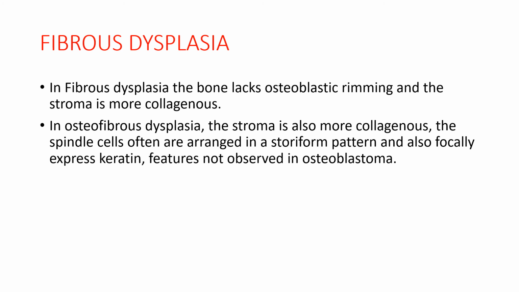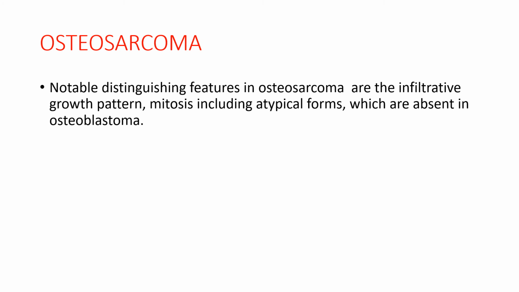Coming to third differential, that is fibrous dysplasia. In fibrous dysplasia, the bone lacks osteoblastic rimming and the stroma is more collagenous. In osteofibrous dysplasia, the stroma is also more collagenous. The spindle cells often are arranged in a storiform pattern and also focally express keratin, features not observed in osteoblastoma. Coming to last differential, that is osteosarcoma. Notably distinguishing features in osteosarcoma are the infiltrative growth pattern and mitosis including atypical forms, which are absent in osteoblastoma.